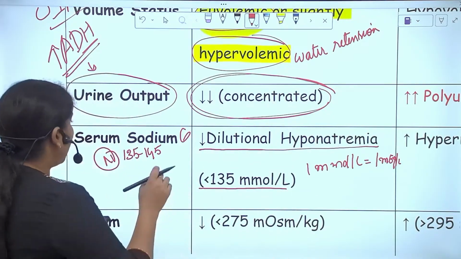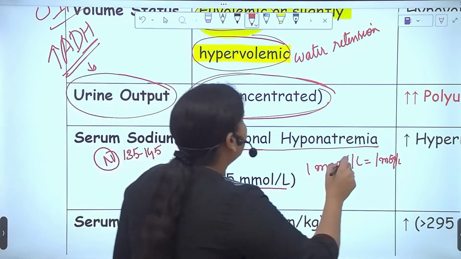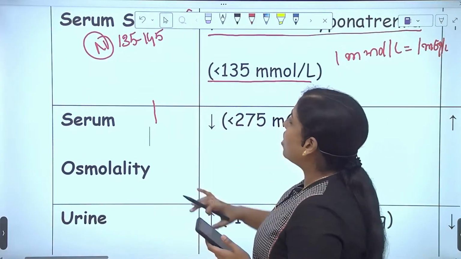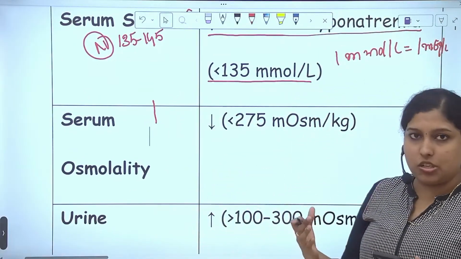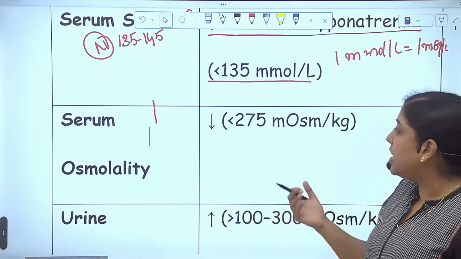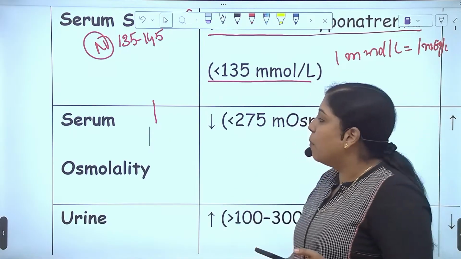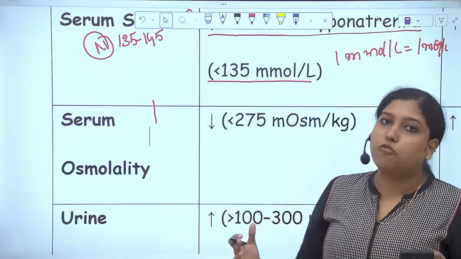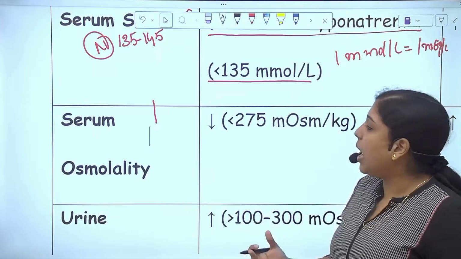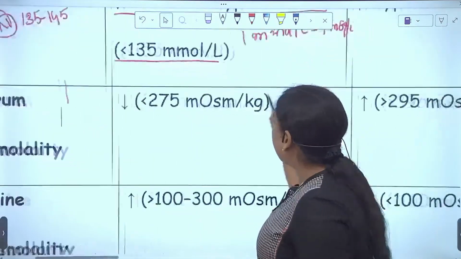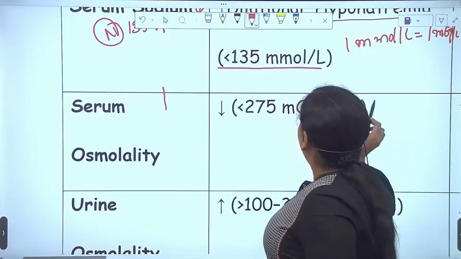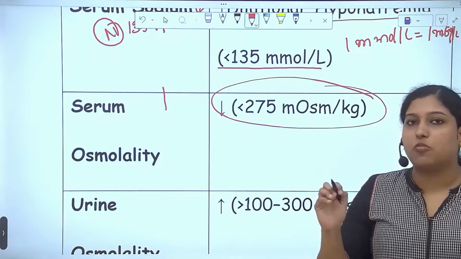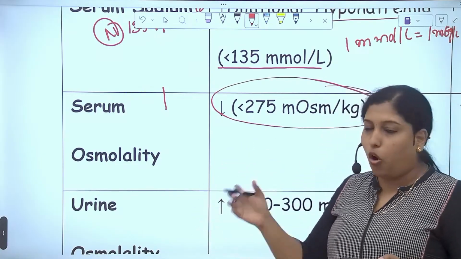Okay? So again, what is the action in the serum in case of SIADH? In SIADH, the serum osmolarity is going to be reduced because there is so much dilution. More fluid is retained in the body, which means the serum concentration is going to decrease because of excessive volume or water accumulation.